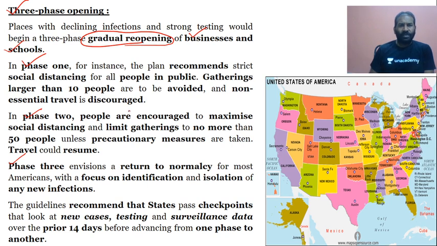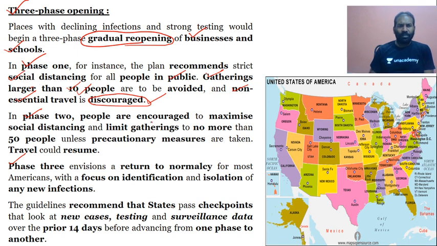In the first phase, their plan is to recommend strict social distancing for all the people in public. The gatherings will not be more than 10 people, so that there will not be much spread of the virus. And they are against non-essential travel, whenever people are traveling just because they want to, or it is not really required in that situation. Those kinds of travels are discouraged. Gatherings will not be more than 10 people, and social distancing is strictly recommended. So that is phase 1.